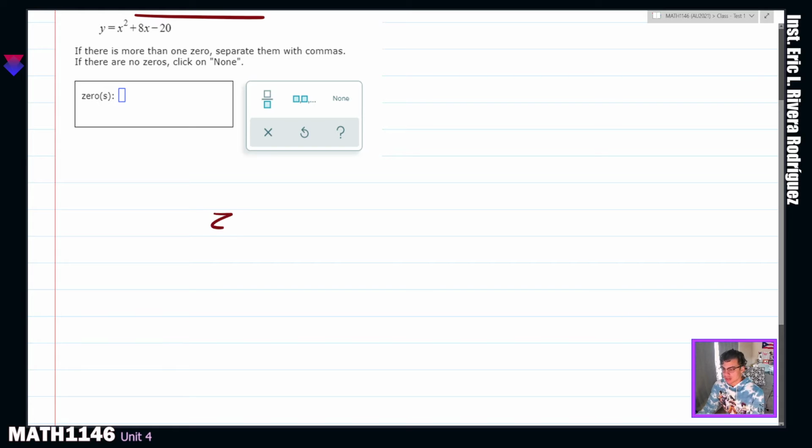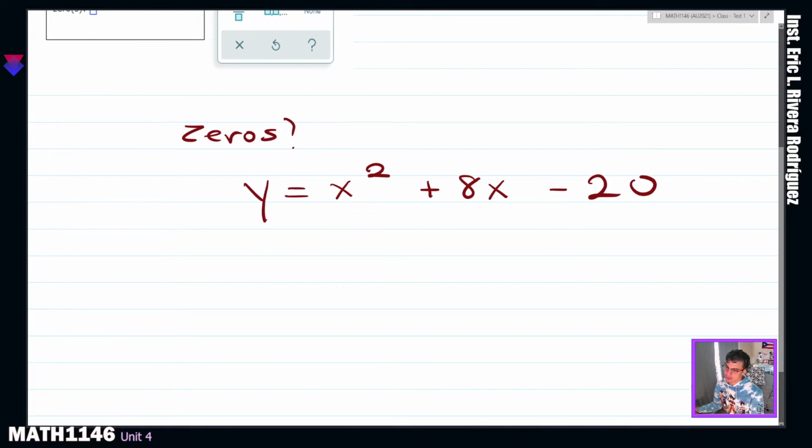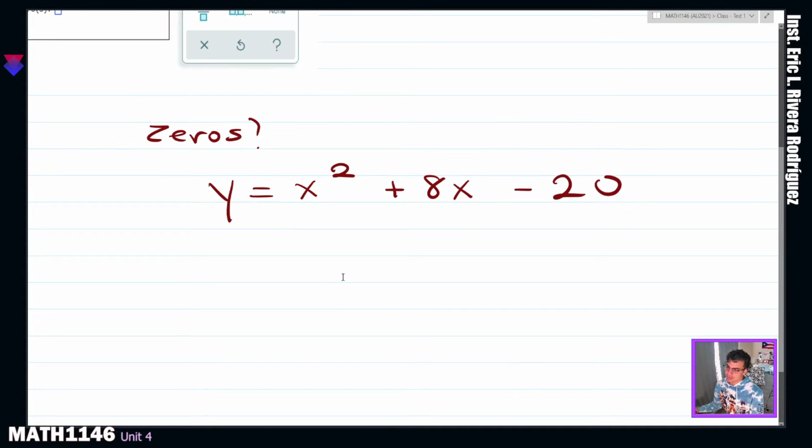So we need to find the zeros, and the equation that we have is y equals x squared plus 8x minus 20. My first question for you here: what form are we seeing here? Is this the standard form or the bracket form? It is the standard, Amanda. We are seeing three terms, one with x squared, one with just x, and the constant term.